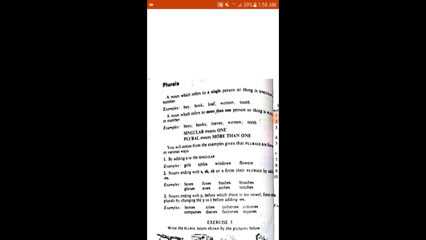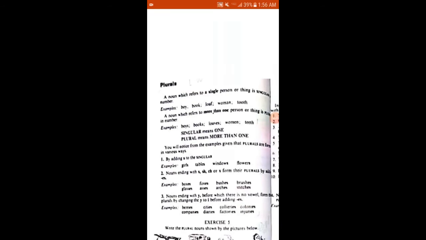In point number 2, rule number 2 is if the noun is ending in s, sh, ch or x, means the spelling of the noun is ending in these letters. Next topic, plural, and it is also quite easy.